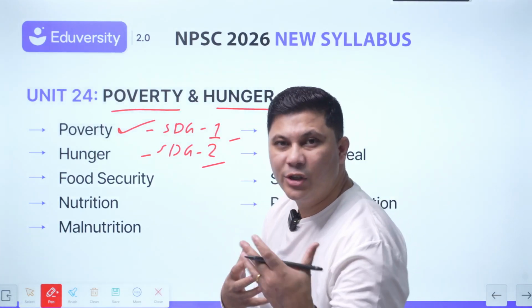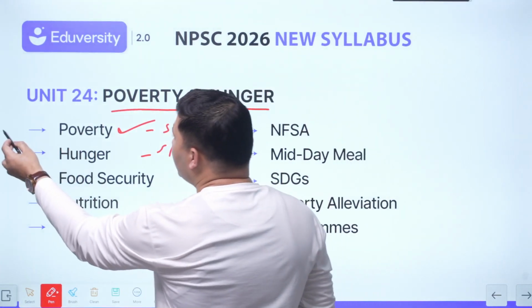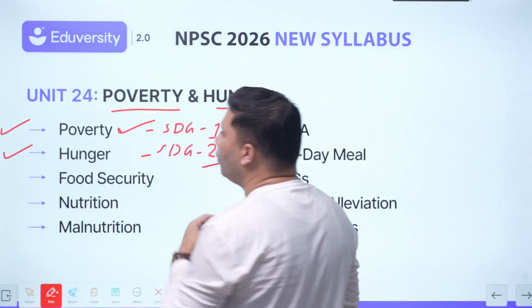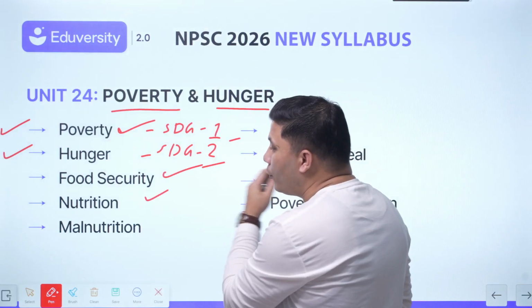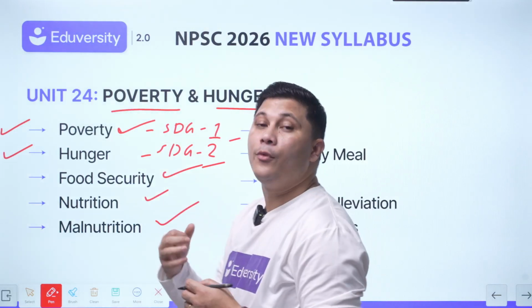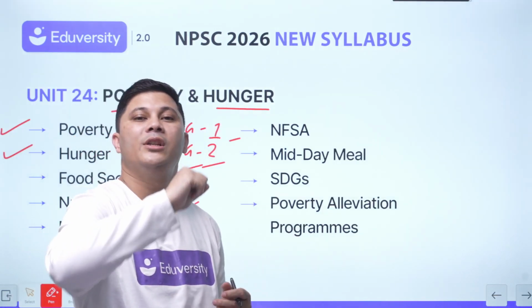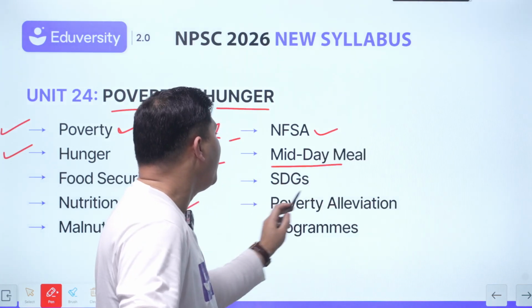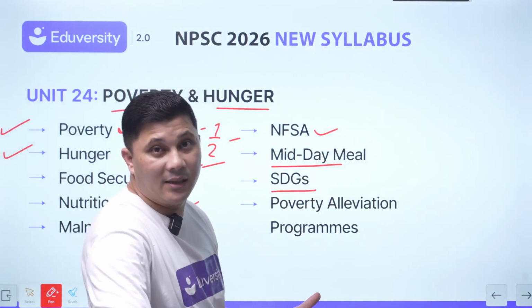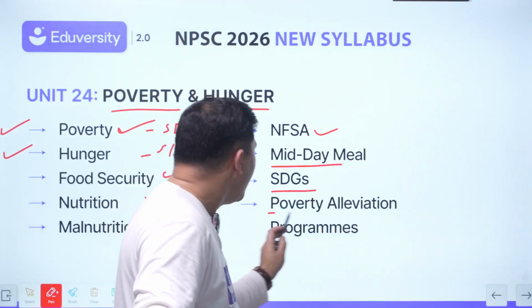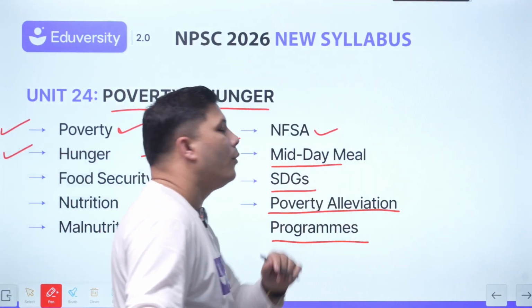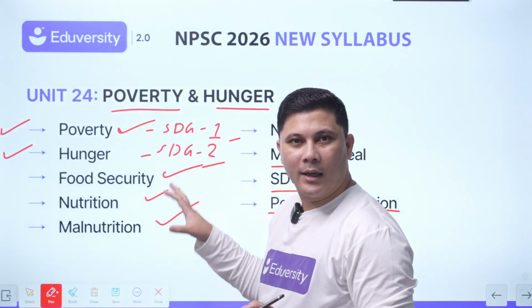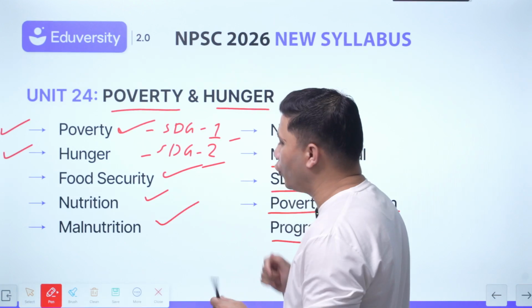What initiatives and missions have been launched to achieve SDG 1, no poverty, and SDG 2, zero hunger? Food security, nutrition, how the government is coping with and trying to control malnutrition, NFSA, midday meal scheme, SDGs, all the 17 SDGs you need to learn, poverty alleviation programs, how the government has come up with poverty alleviation programs, right? So all of these things you will have to learn under the poverty and hunger section in social justice.